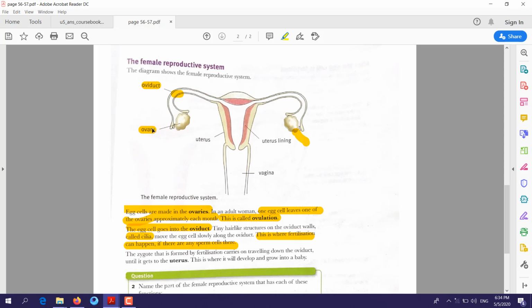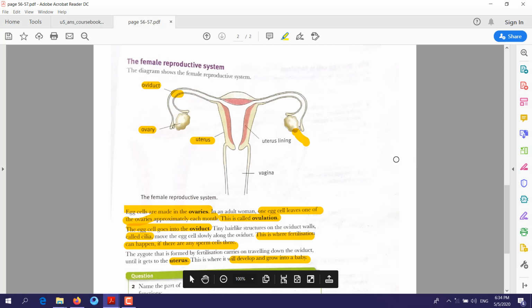After the ovary and oviduct, the last part is the uterus. The zygote that is formed by fertilization carries on traveling down the oviduct until it gets to the uterus. This part, all of it, the red one, we call the uterus. What is the function of the uterus? It is where the zygote will develop and grow into a baby.